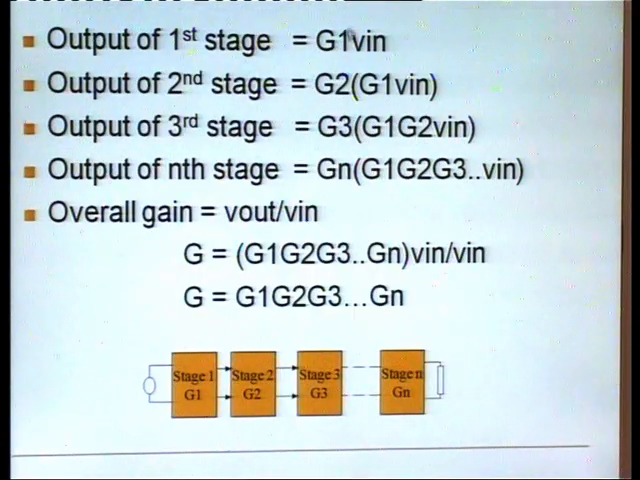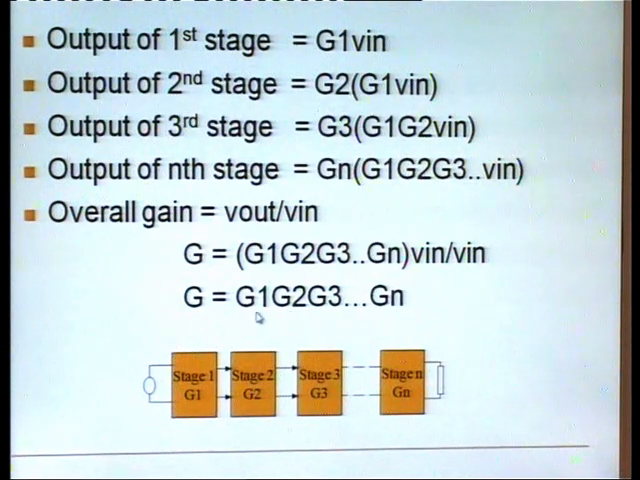Now we have calculated the output of the first, second, third and nth stage. Now the gain is the ratio of output upon input. Just substituting the values of V out in terms of V in, we have V out equal to G1, G2, G3 into V in. Substituting this value of V out, we get this equation. After a simple mathematical cancellation, the overall gain G is equal to G1, G2, G3 into Gn. That is, the overall gain of a multistage amplifier is simply the product of the individual stage gains of the multistage amplifier.